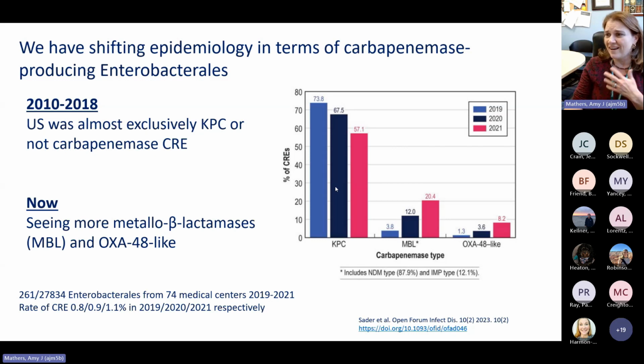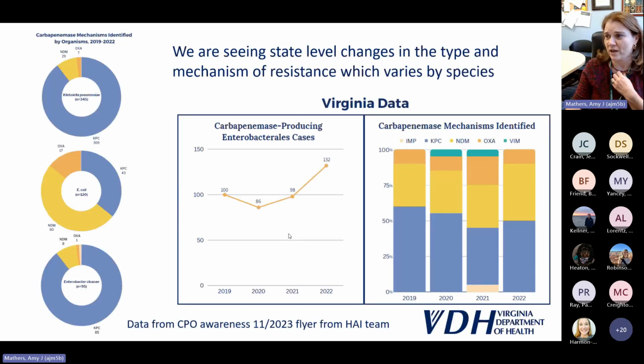Because it's not all just KPC or CRE. Previously, you could say, this is a carbapenemase producer in the state of Virginia. Carbapenemase-producing Kleb pneumo is going to be a KPC. Non-carbapenemase-producing is just an irritated bacteria that's been exposed to a lot of antibiotics. But unfortunately, we're seeing more and more other types of enzymes that, again, require different treatment strategies.